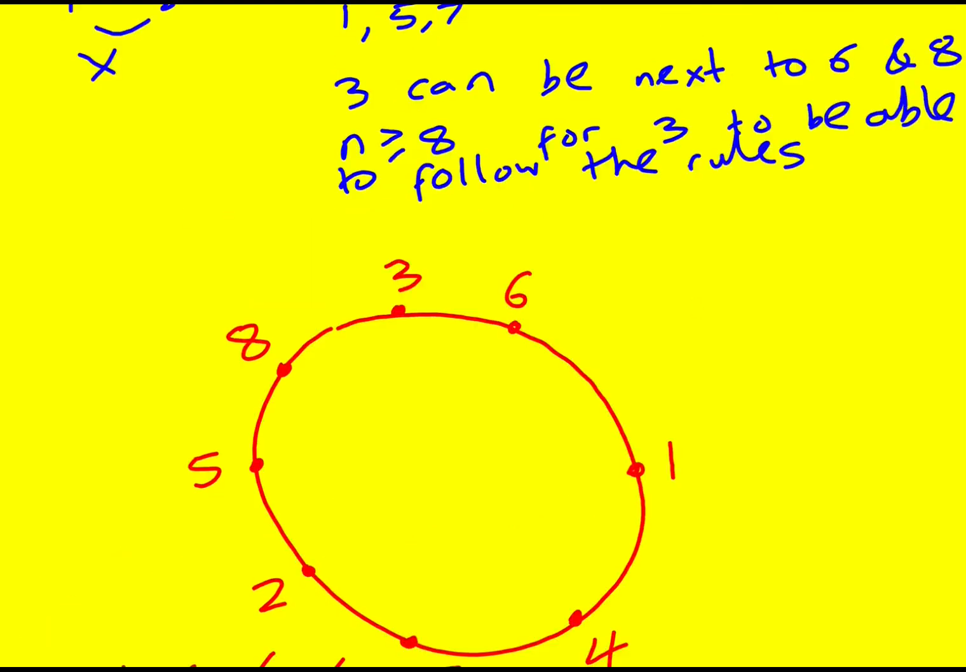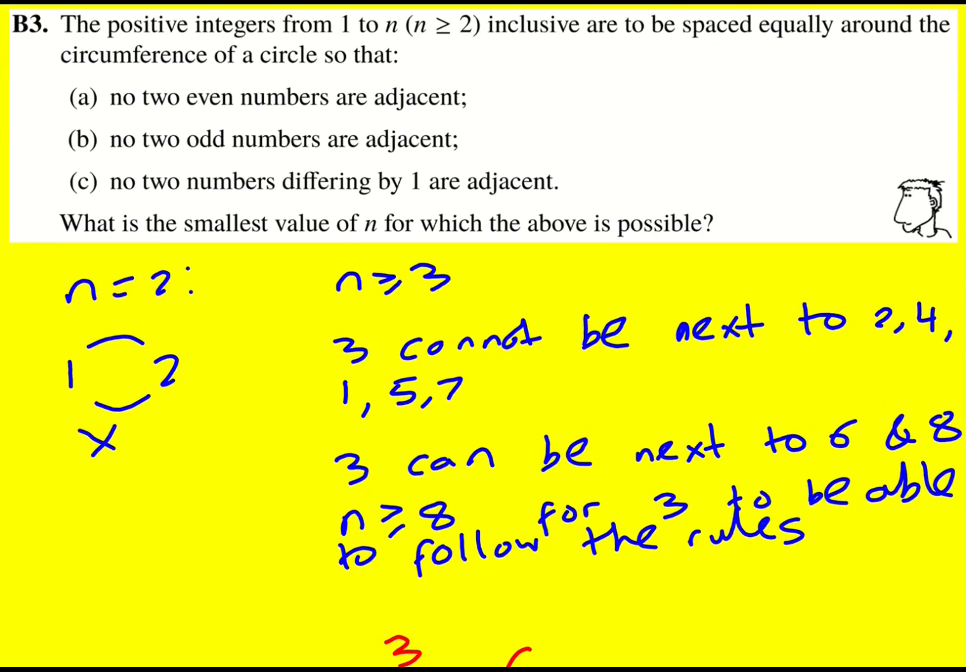So let's just summarize what we've shown. We've shown that it's not possible for 2, so we have to include 3. But then for 3 to be able to satisfy the rules, we're going to have to include 6 and 8. So n has to be 8 or more. That's quite nice. That puts a lower bound on it.